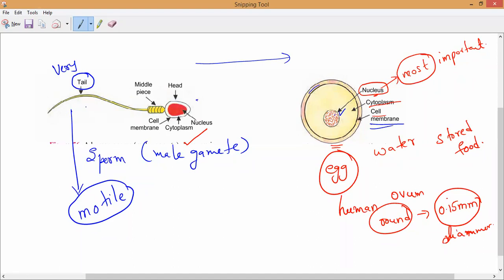It will shake front and back, a to-and-from motion, so that it pushes the water and moves forward, swimming. In the same way, sperms also swim with the help of the tail. So that is how they can move independently.